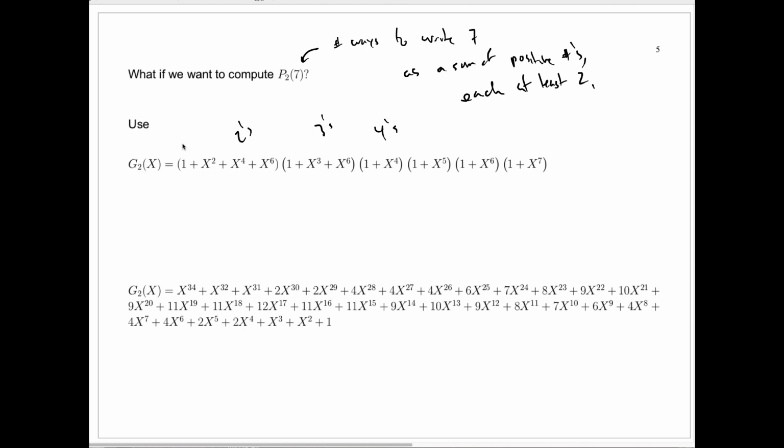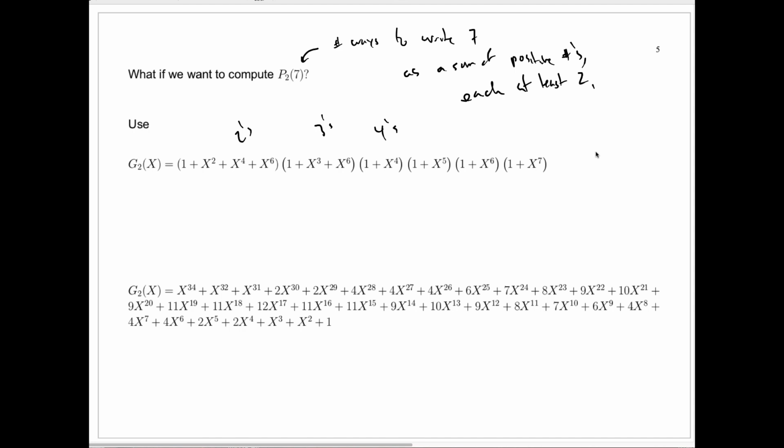And remember, this is just to compute p sub 2 of 7. It won't give us the right answer for p sub 2 of 9 even, because we've limited the number of 2s, 3s, 4s, 5s, 6s, and 7s. If we wanted to compute p sub 2 of 9, we would have to allow another 2, another 3, another 4, we'd still have at most 1 of 5, 6, 7, but we'd have to allow using an 8, and we'd have to allow using a 9.